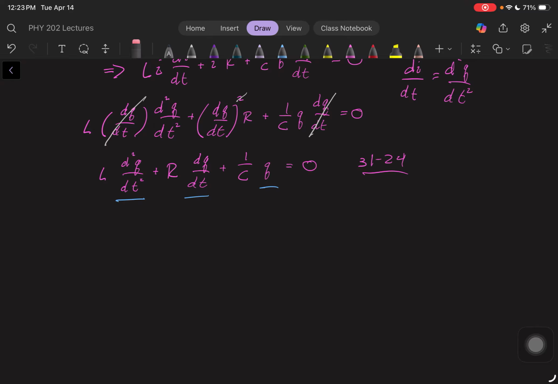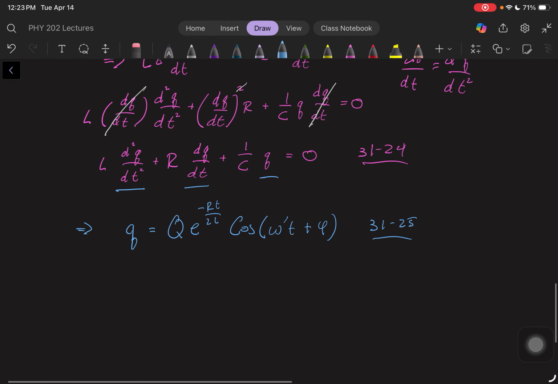And so what we end up getting is, if we wanted to solve this differential equation for Q, it's equal to some max value, e to the negative Rt over 2L, times cosine of omega prime t plus phi. And this is equation 31.25.